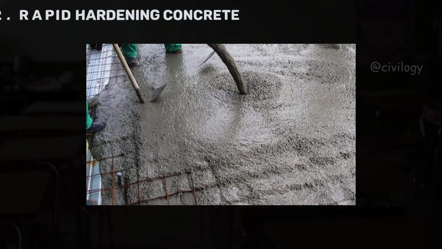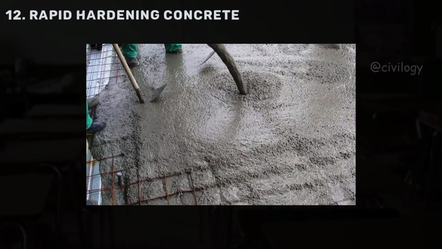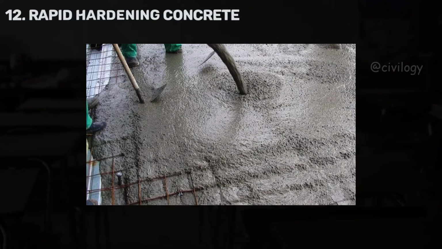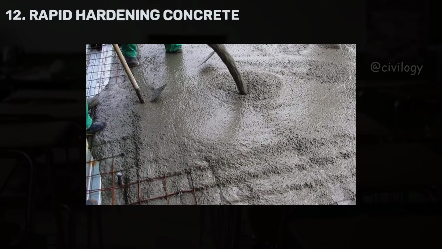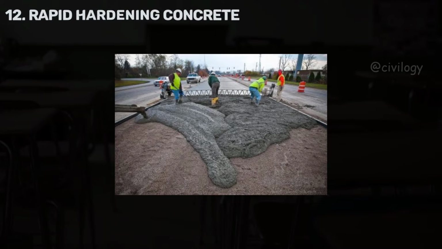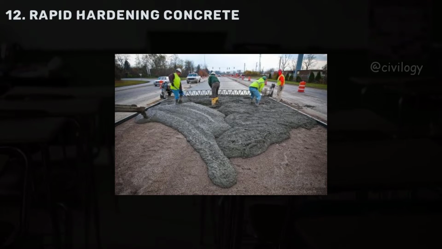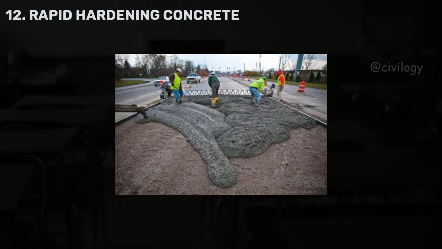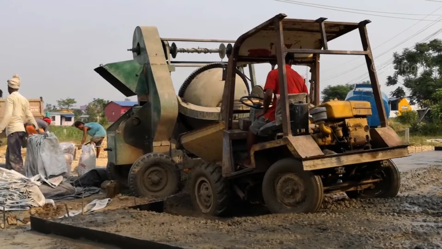Next, rapid hardening concrete. This type of concrete is mostly used in underwater construction and in repairing of roads because its hardening time is very less. It can be hardened in just a few hours. They are also used in building construction where the work should be done fast.